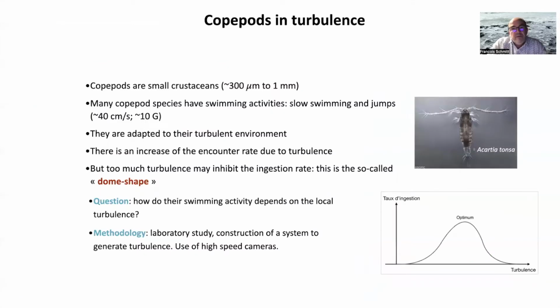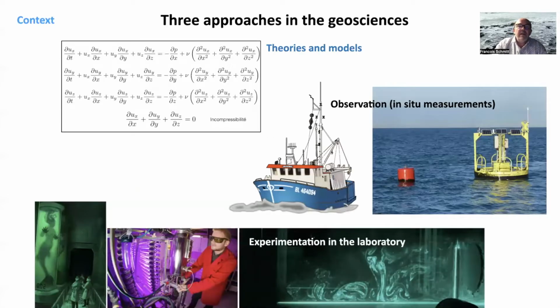For copepods, which are small crustaceans with a lot of species, they are completely adapted to the turbulent environment. We know there is something called the dome shape: when you have still water, so no turbulence, it's not optimal. When you have too much turbulence, it's not optimal either. In between, you have a kind of optimal turbulence level for the ingestion rate of copepods. So our question is to know whether the swimming activity depends on turbulence, and what is the optimal turbulence level for such species.